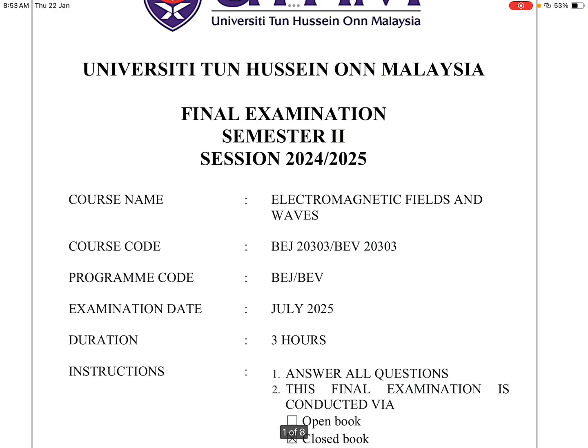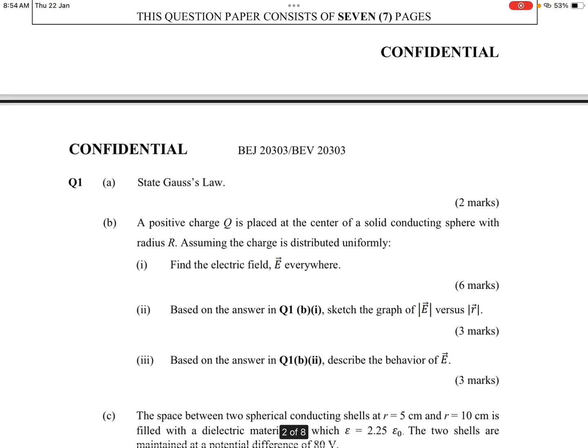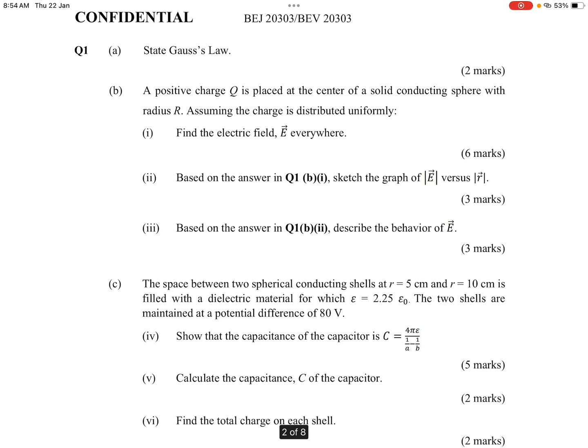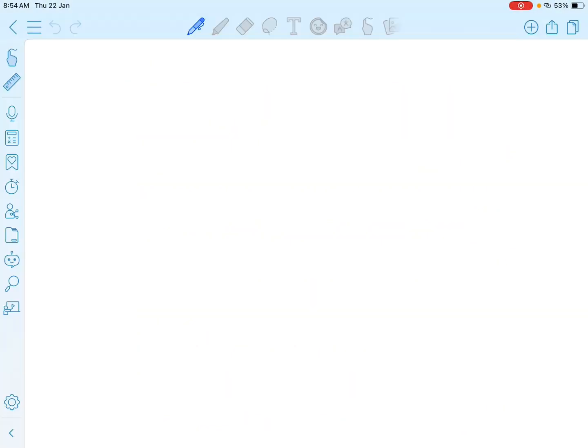So today we are going to look at these questions. This is the final examination questions for semester 2, 24 and 25. We are going to solve these first questions. First of all, we have to state what is Gauss law. Here we have to define what is Gauss law, so you can state it.